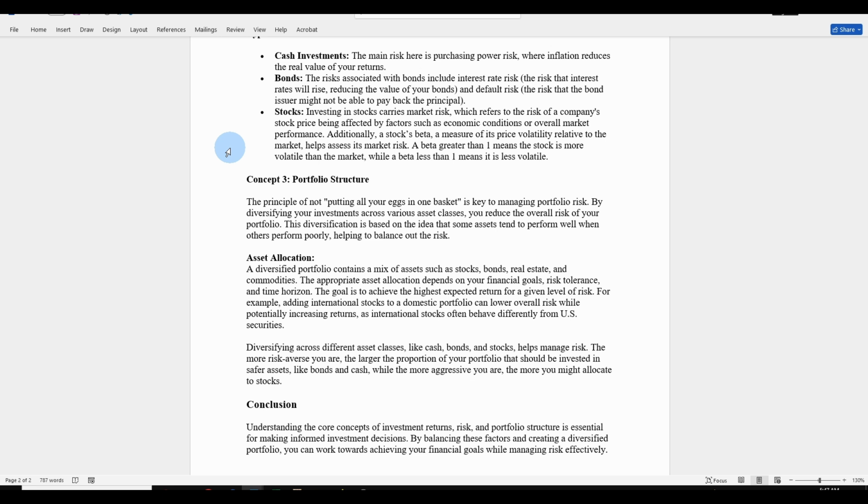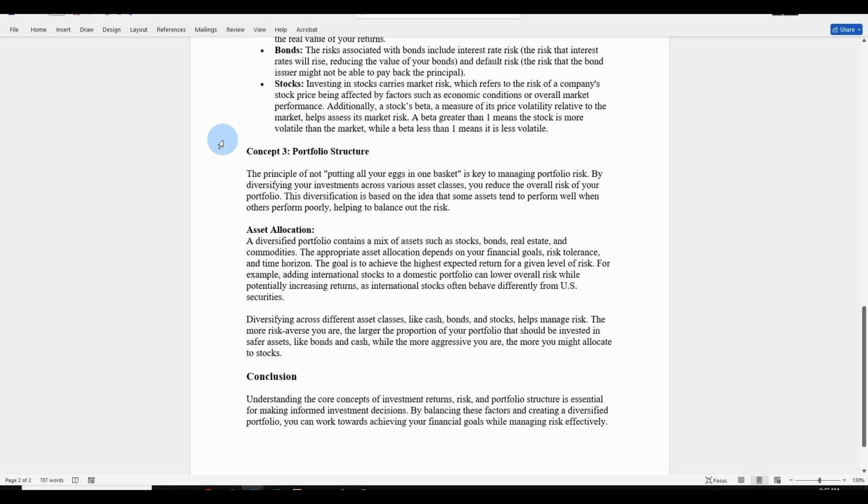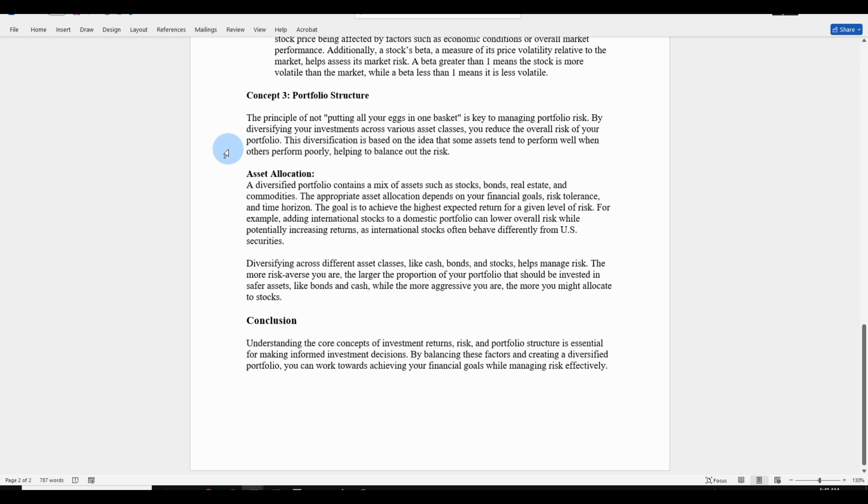Additionally, a stock's beta, a measure of its price volatility relative to the market, helps assess its market risk. A beta greater than 1 means the stock is more volatile than the market, while a beta less than 1 means it's less volatile. Concept 3, portfolio structure.